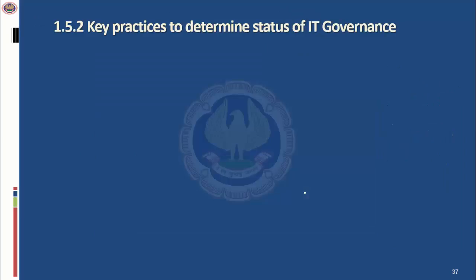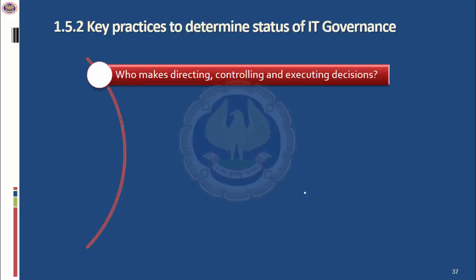Let's look at some of the key practices to determine what is the status of governance in an enterprise. So you need to evaluate who is directing and controlling and executing decisions. So is the captain of the ship responsible for directing the direction of the ship, or this is a rudderless ship which goes on its own depending on multiple people providing the direction?